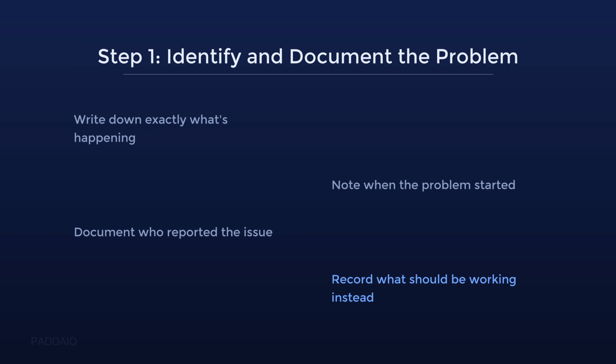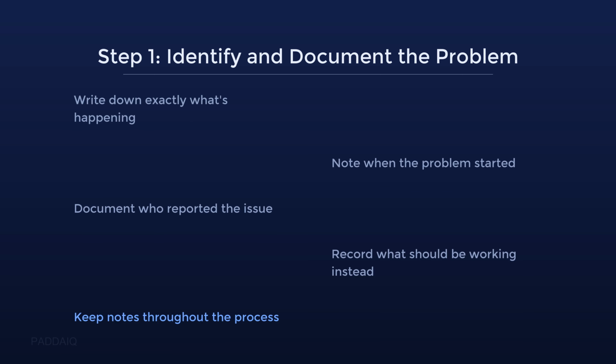Record what should be working instead. This means clearly documenting the expected normal behavior of the system. For example, if a report is failing, note that it should run automatically at 8 a.m. daily and generate a PDF output. Defining this target state provides a clear goal for your troubleshooting efforts.